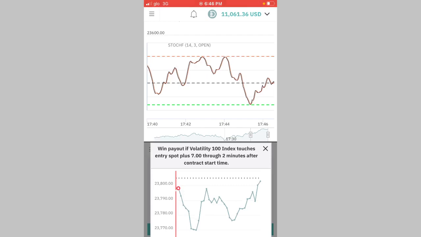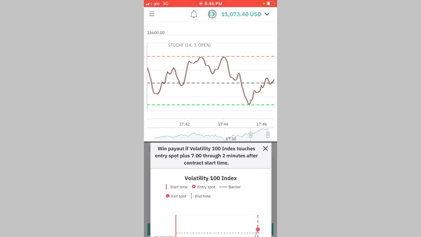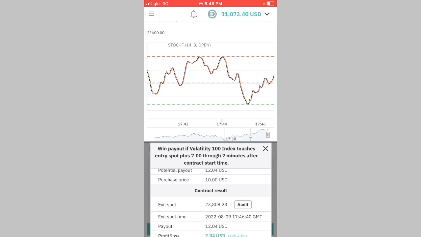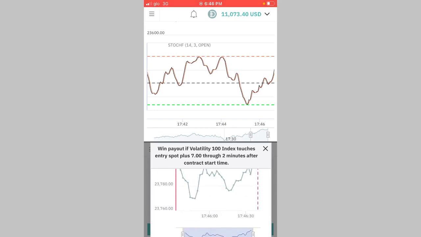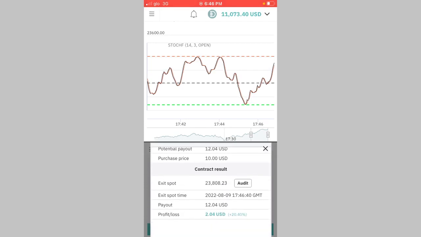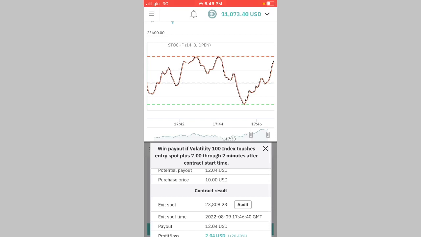Okay, this is the level. Just a few ticks for it to reach. You can see the trade just won right away. We made $2.04 right away without wasting time. It didn't take much time. So you can see this strategy, it just won.